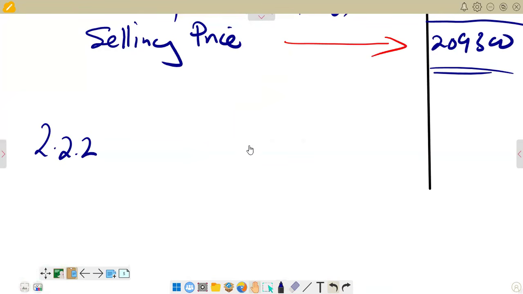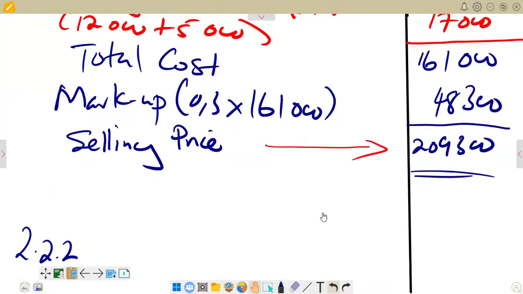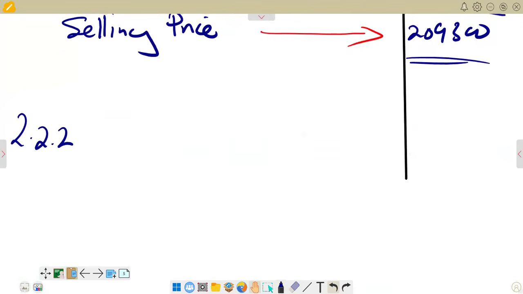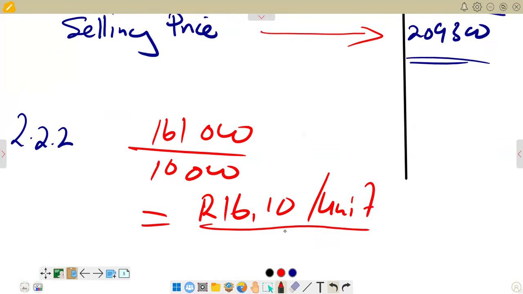So remember, the total cost that we got there was 161,000. We can just go there and check. Our total cost is 161,000, so we are dividing it by 10,000 units. And then the answer that you are supposed to get there is 16 Rand 10 cents per unit. And then we also have another question, that is 2.2.3.